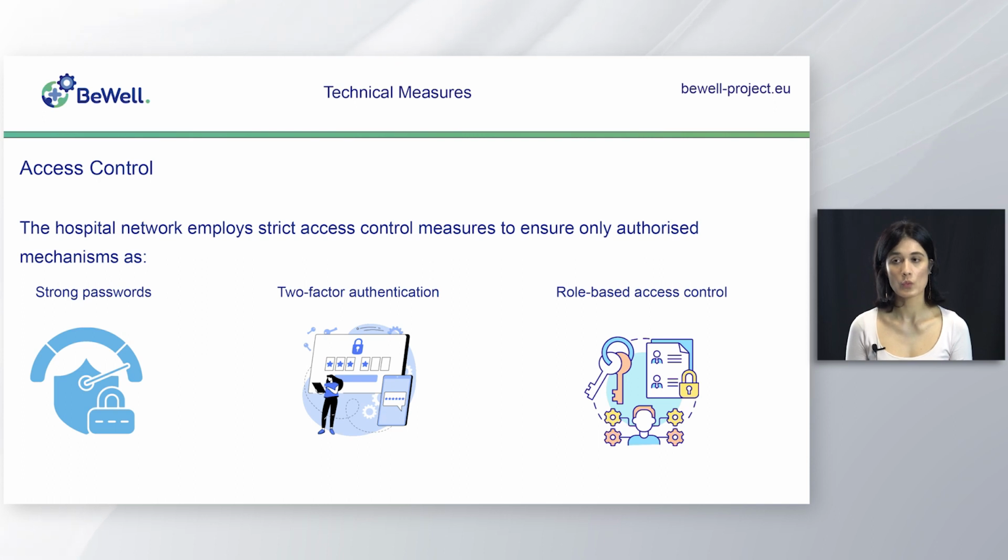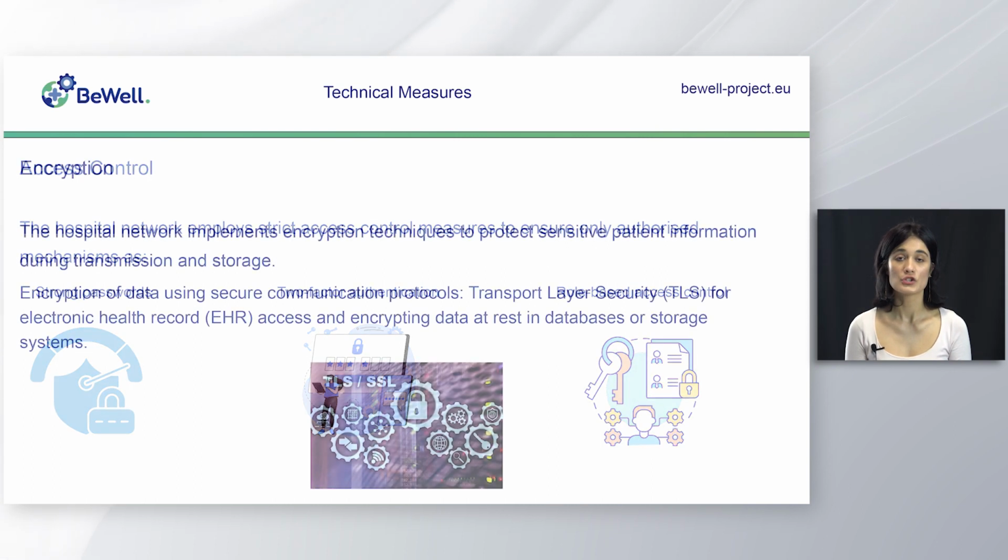Technical measures. 1. Access control. The hospital network employs strict access control measures to ensure that only authorized personnel can access patients' data. This includes implementing user authentication mechanisms such as strong passwords, two-factor authentication, and role-based access control. Access privileges are assigned based on job roles and responsibilities, limiting access to personal data to those who require it to perform their duties.